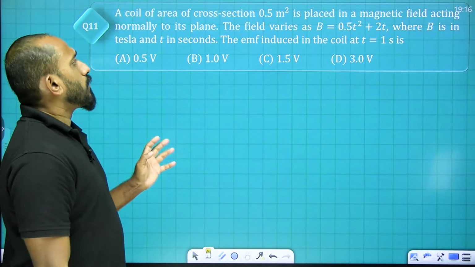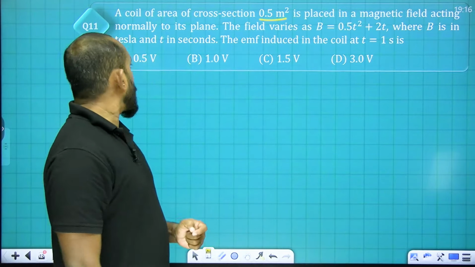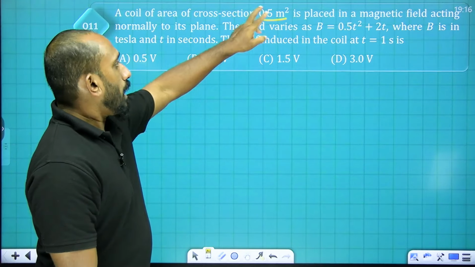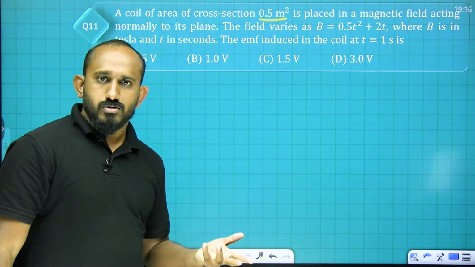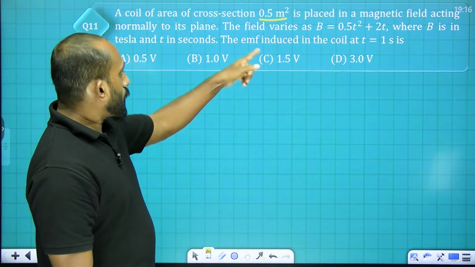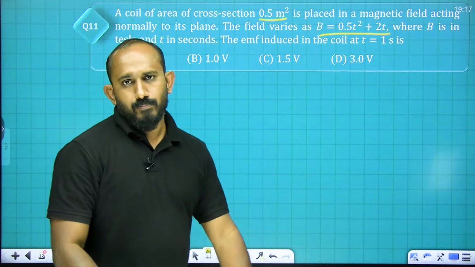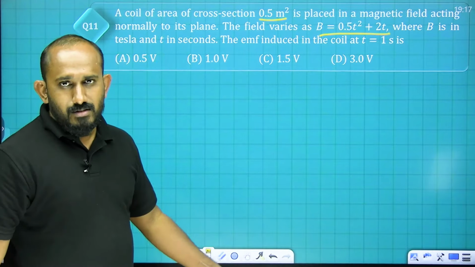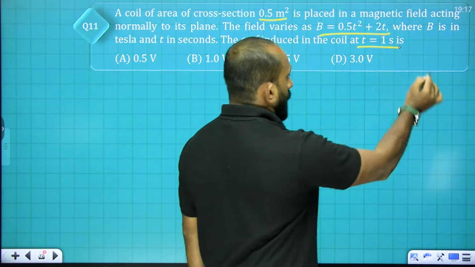A coil of area of cross-section 0.5 meters square is placed in a magnetic field acting normally to its plane. So, area is given here and it is kept in a plane normal to this one. Okay, so cos theta, that is 0 degree only. The field varies as B is equal to 0.5 t square plus 2t, where B is in Tesla and t is in seconds. So SI system is there. The EMF induced in the coil at t is equal to 1 second is.